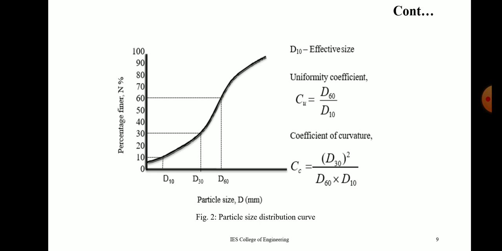This way, we can find the values of Cu and Cc, where uniformity coefficient Cu equals D60 divided by D10, and coefficient of curvature Cc equals D30 whole squared divided by D60 into D10.